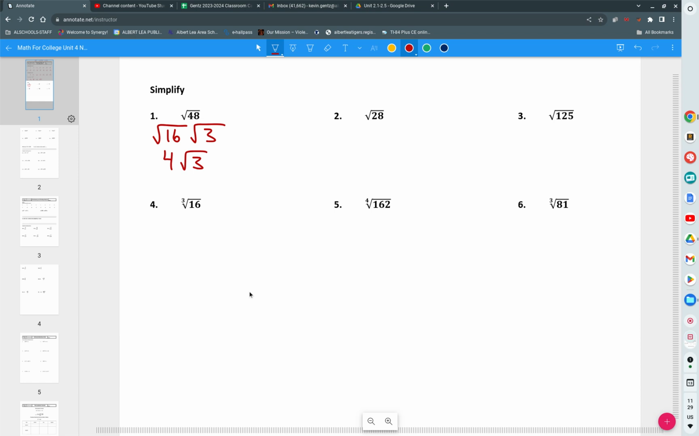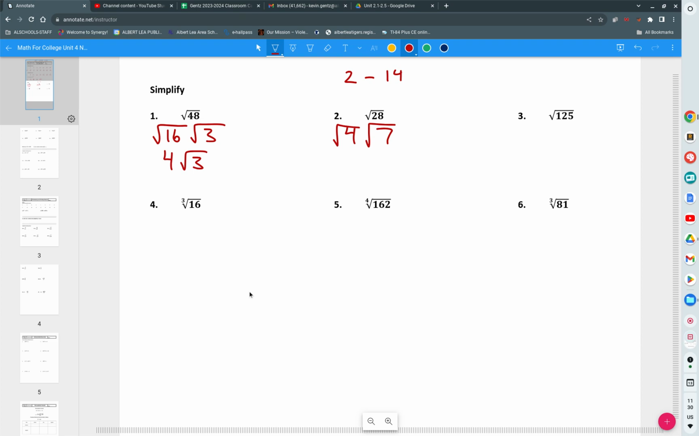What is the perfect square that divides evenly into 28? 4. So I choose, notice some people maybe thought 2 and 14. Neither one of those are perfect squares. So I'm going to choose 4 and 7. Square root of 4 times square root of 7. I always write the one with the perfect square first.